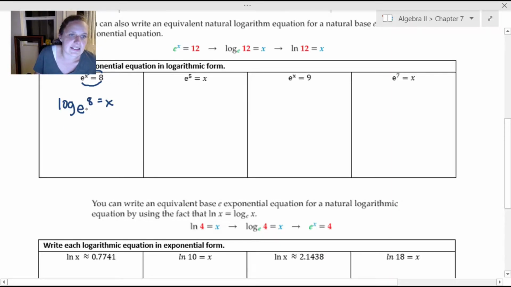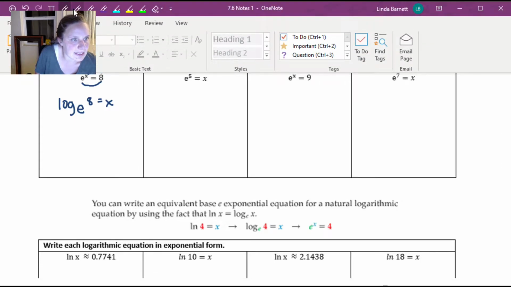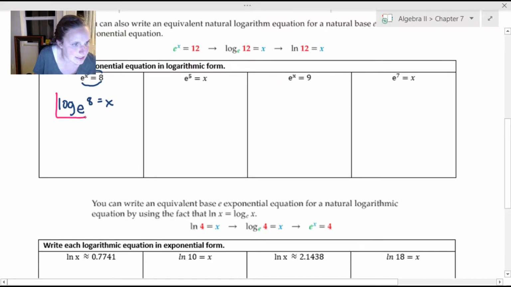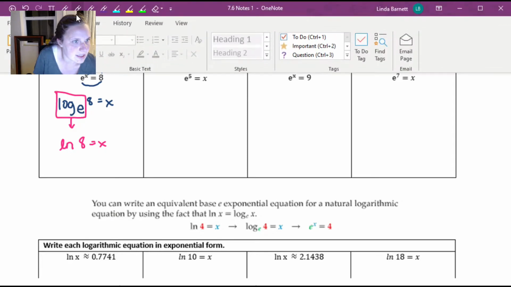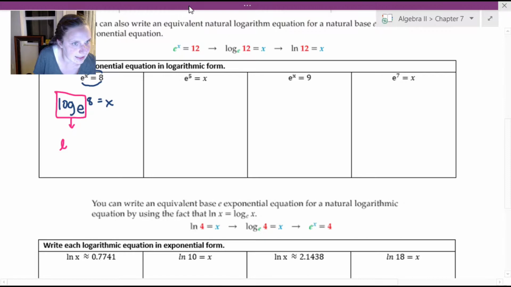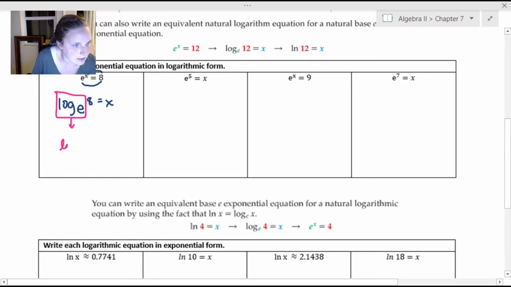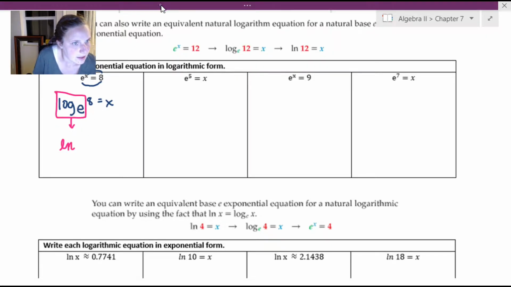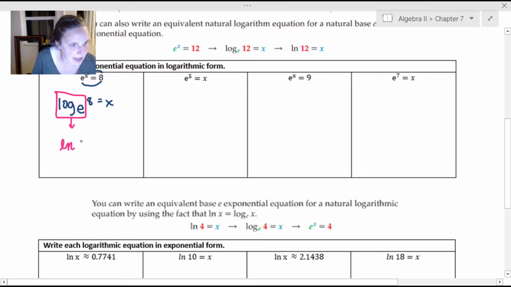The only thing that's different is we can take this log base e part and call it the natural log, and that is the notation: ln of 8 is equal to x. It's just that, ln, the natural log, that's the only thing that's changing. The 8 is equal to x all stays the same. So it's just the natural log of 8 is equal to x.